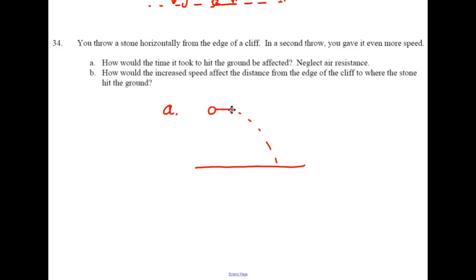B, how would the increased speed affect the distance from the edge of the cliff? So if we consider that to be from here over to this spot right here, that would be called the range of the projectile. And that's the horizontal distance. And clearly, if we increase the horizontal speed, we would increase the horizontal distance. So it would go further away from the base of the cliff the faster we threw it horizontally.